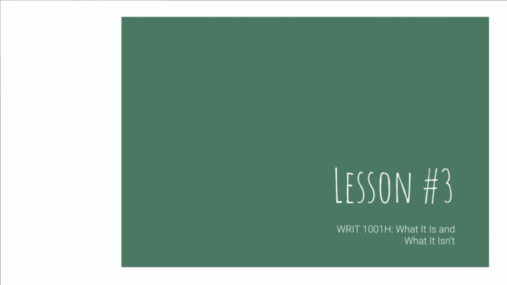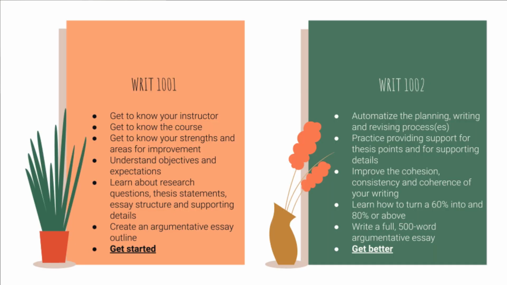And welcome to lesson number 3. So WRIT 1001, what it is and what it isn't. So just a few main differences between these two courses. WRIT 1001 is, first of all, for you to get to know me, your instructor, to get to know the course that you're taking, to get to know your strengths and areas for improvement. Understand objectives, expectations, learn about research questions, thesis statements, essay structure, and supporting details. Create an argumentative essay outline. In other words, just get started, right? You have nothing to lose with this course. You could go at your own pace.